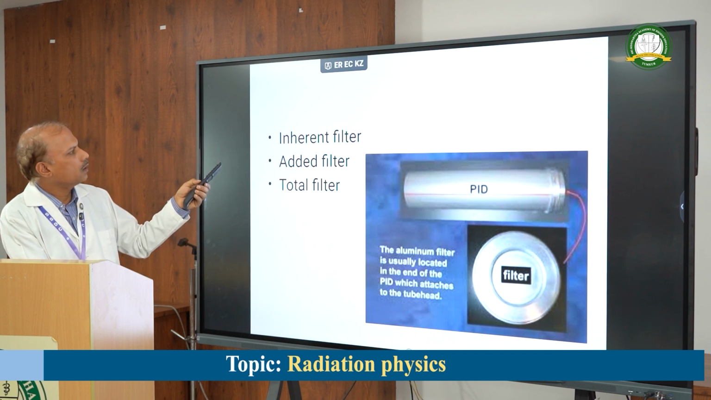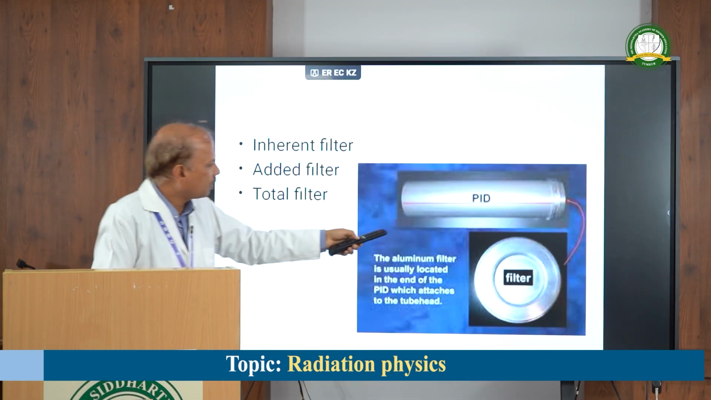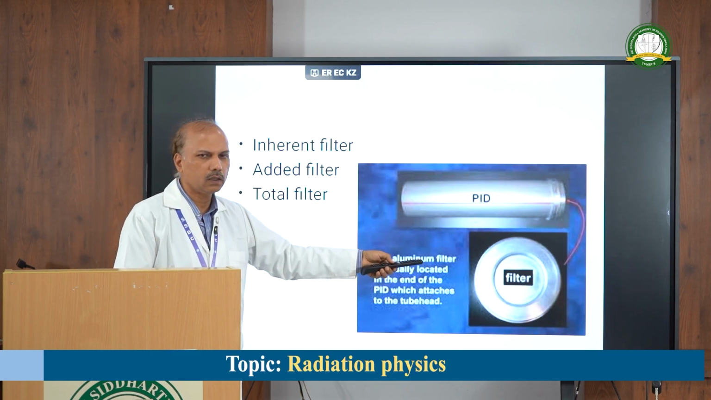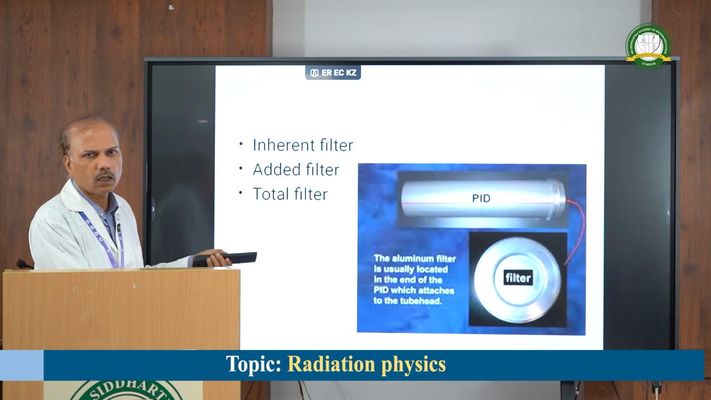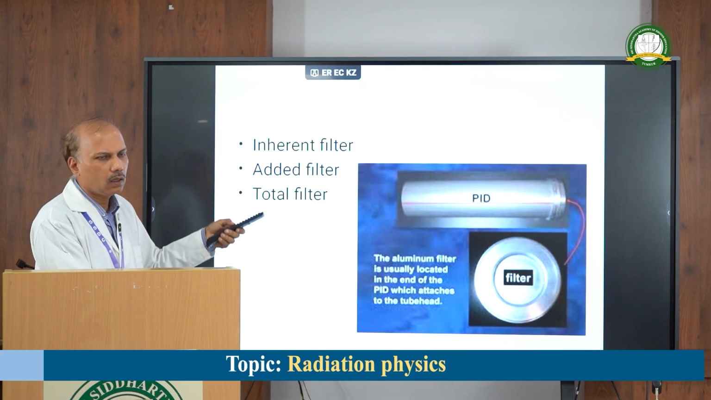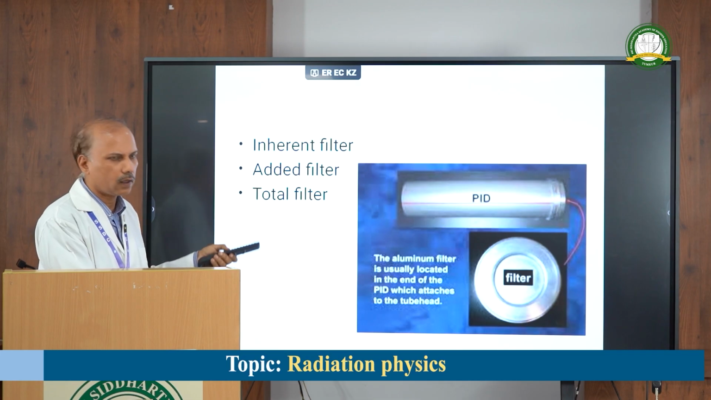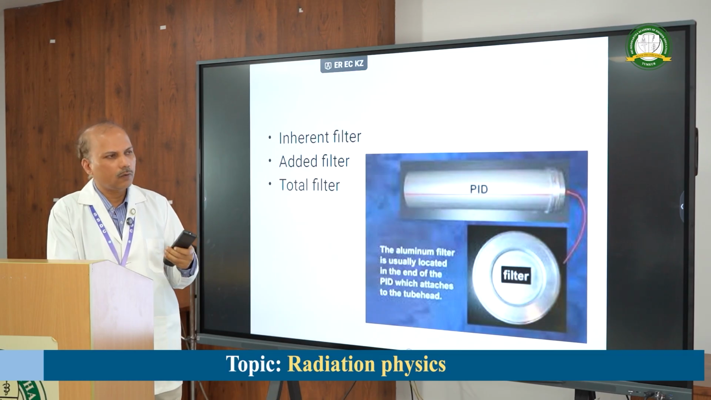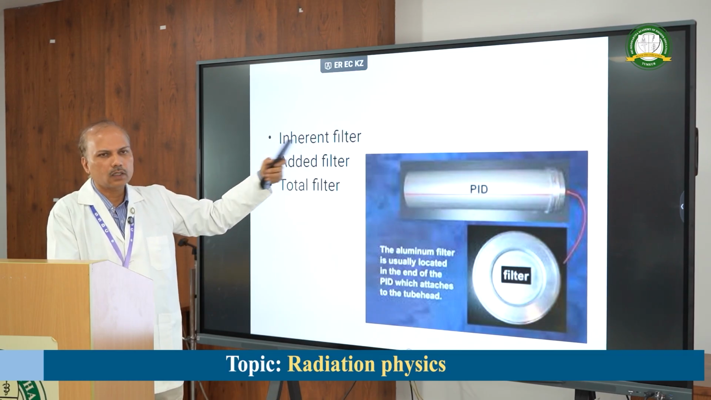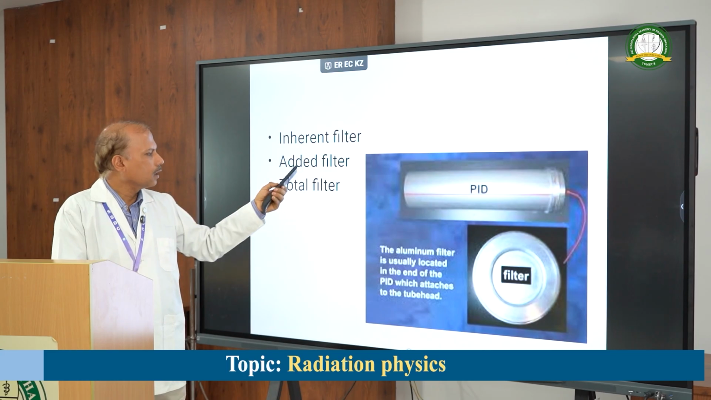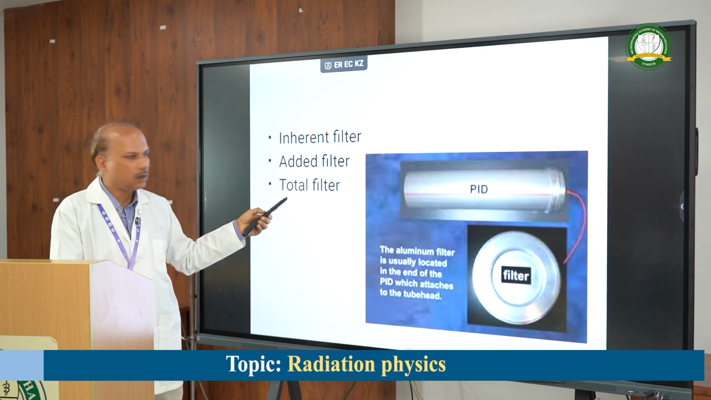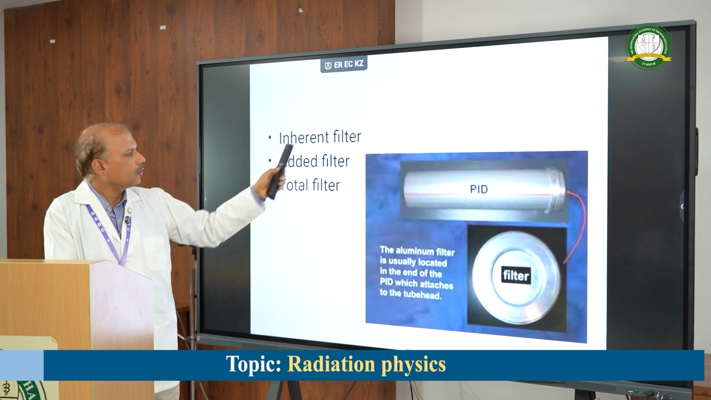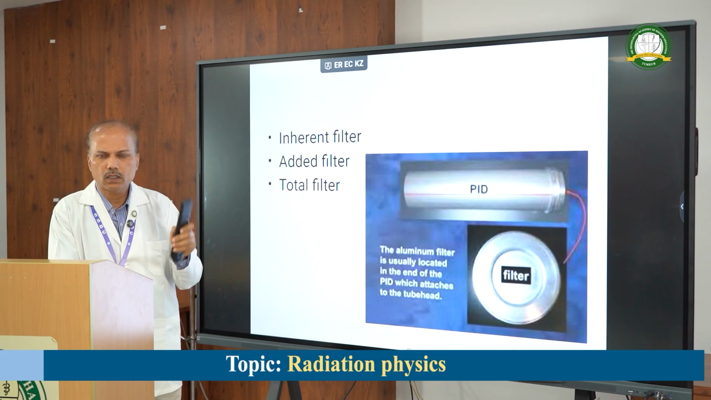So we have the inherent filter. There is something called the inherent filter and the added filter. Whatever we add to the X-ray machine is the added filter. The inherent filter is already within the X-ray tube. That is the Pyrex glass and the oil seal, all of which make up the inherent filter. So that also adds to the filtration of some of the X-rays, and it cannot be avoided. Then there is the added filter, and if you add both, we get the total filtration. Almost all X-ray machines depict the inherent filter, added filter and total filter on their labels.